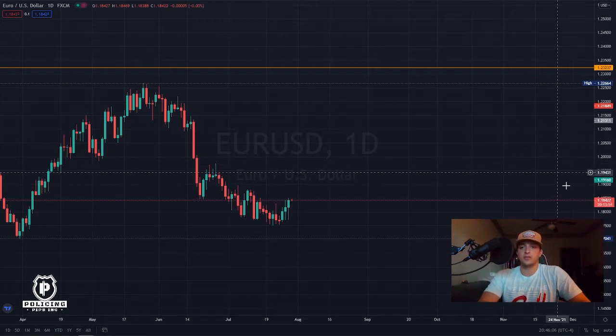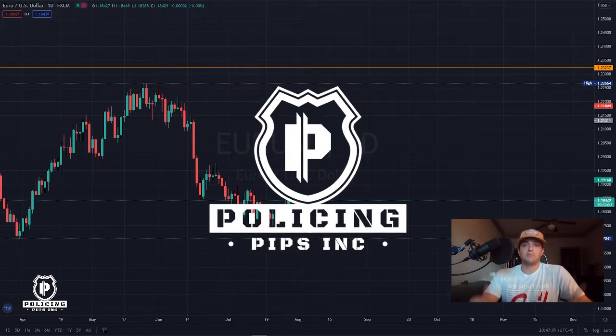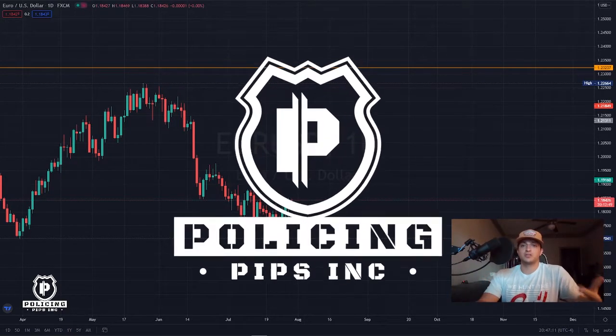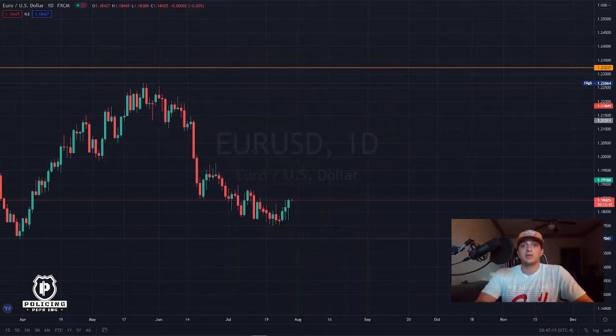It just goes up and down. The standard unit of movement within currency pairs in the foreign exchange market is a pip. That's where I get my name from. Policing Pips, started in Forex, started in policing, see where it ends up, right? A pip is a percentage in point, and it's just one standard unit of movement of each pair. So like you can see, it's moving up pip by pip, and that's how you earn your money, right?